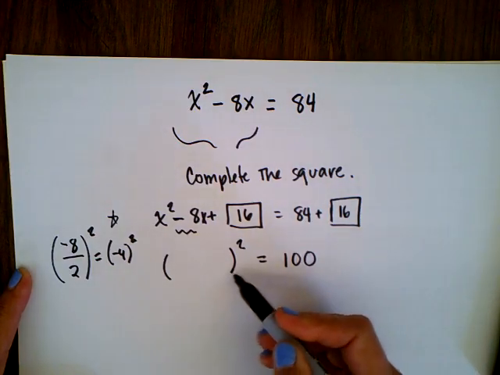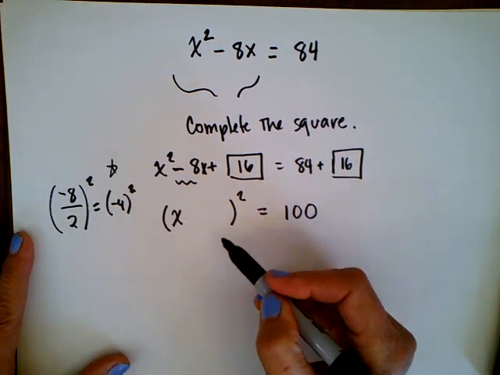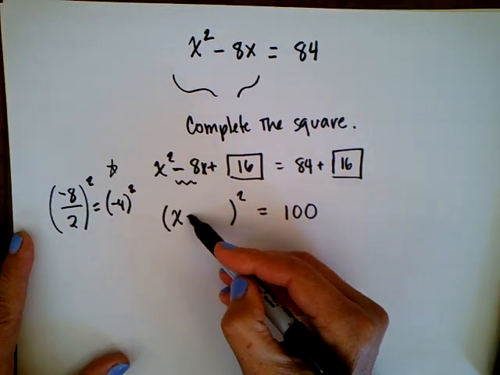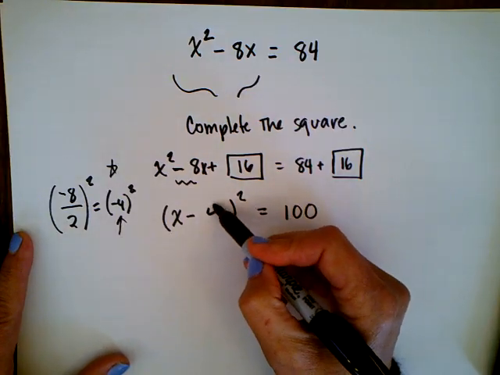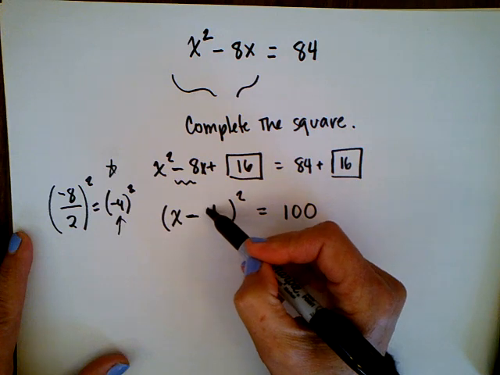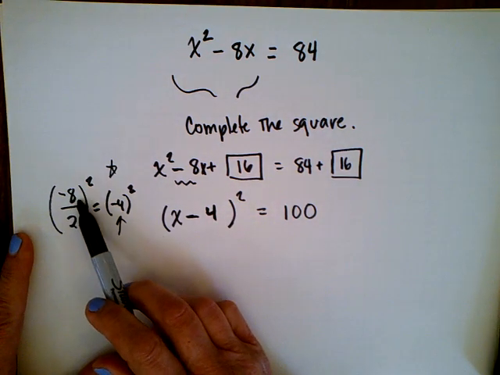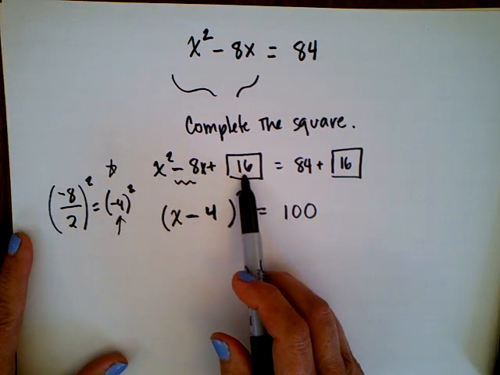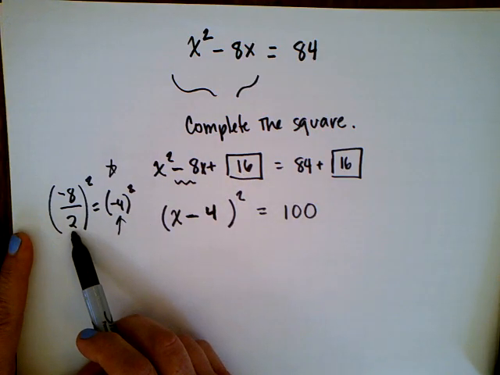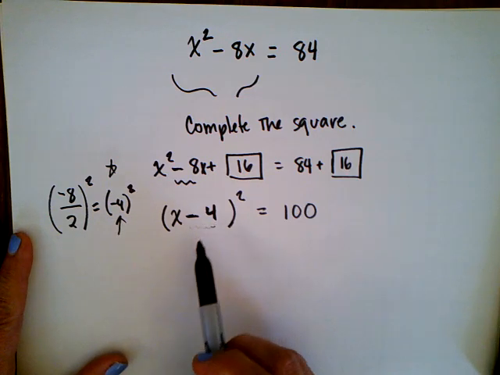So what goes in these parentheses? Remember, when we complete the square, the x goes here. The negative sign comes along for the ride because that negative 4 is what I'm going to put right here. So negative 8 divided by 2, squared, is where the 16 came from. Negative 8 divided by 2, negative 4, is where this comes from.